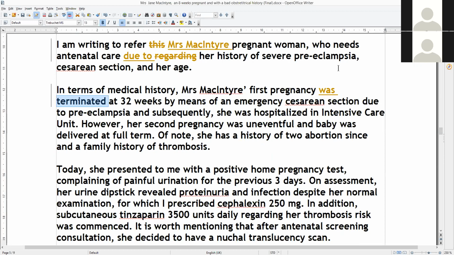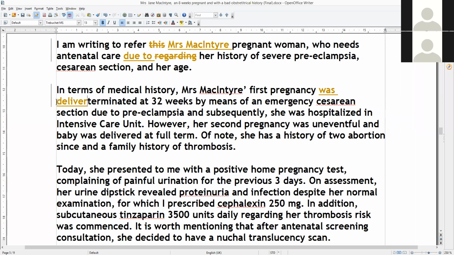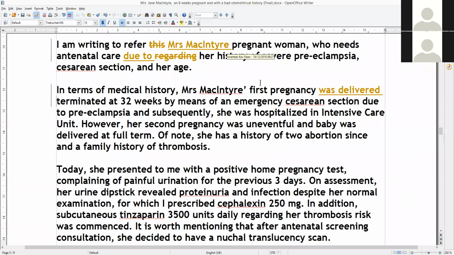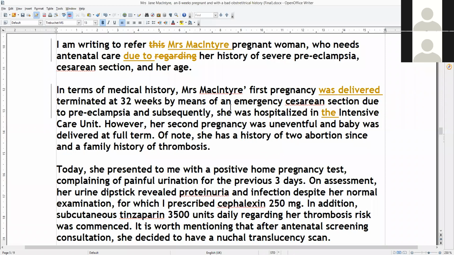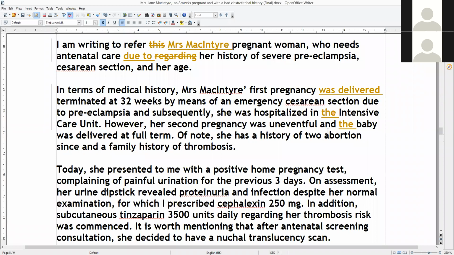Mrs MacIntyre's first pregnancy by means of an emergency, a caesarean. So it wasn't a miscarriage, was it? The baby was born, but by caesarean. First pregnancy was delivered. I think that's possibly a better way, by means of an emergency, because the baby is alive. It came out live. It's still around, so a delivery by means of caesarean. Subsequently, she was hospitalized in the ICU. Second pregnancy was uneventful, and the baby was delivered at full term.